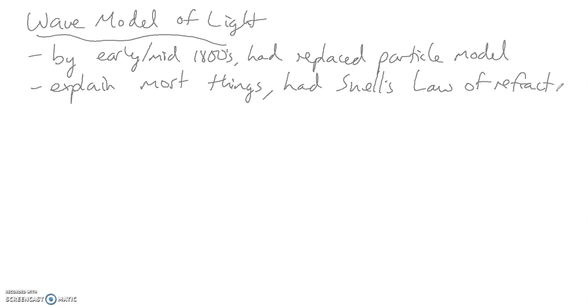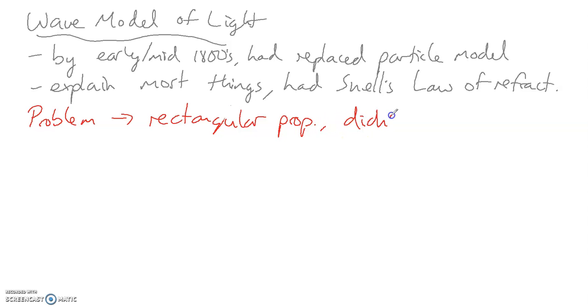But there was one thing, well, there's a couple things, but one of the problems that they had was the rectilinear propagation of light. For some reason, when light went through an opening, why didn't it actually diffract? Like when waves go through openings, waves spread out. So why is it when light goes through an opening, it doesn't spread out? Why doesn't it actually diffract?